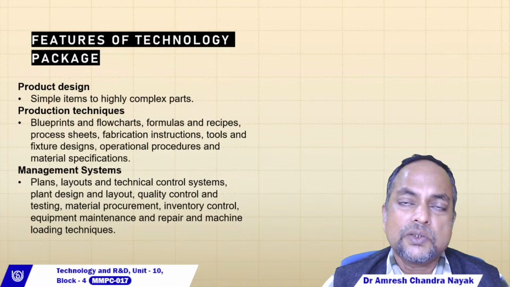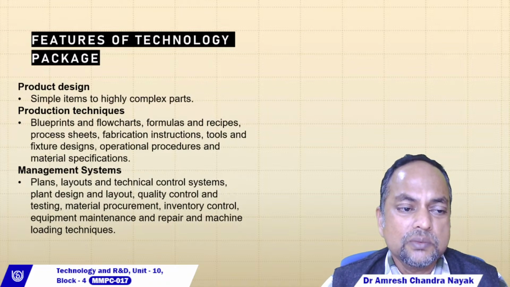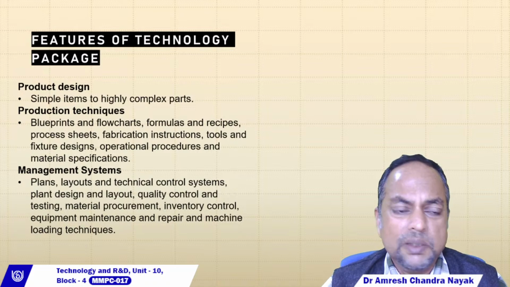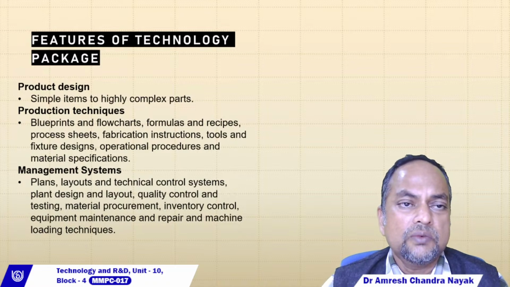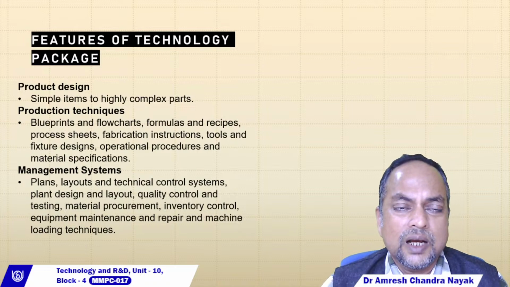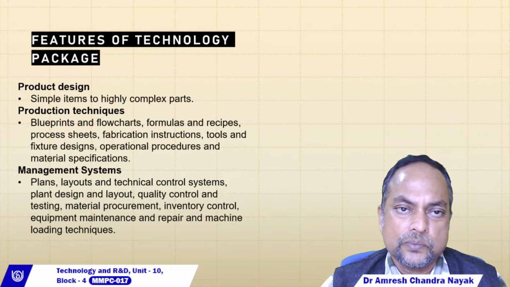Management systems. Management systems include these plans, layouts, technical control system, the plant design, plant layout, quality control, quality management, testing, material procurement, inventory control, all of those, maybe equipment maintenance, repair, machine loading, all of those kind of things should be covered under the aspects of technological implications.